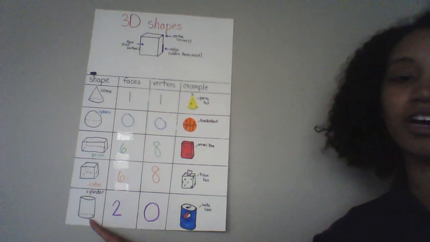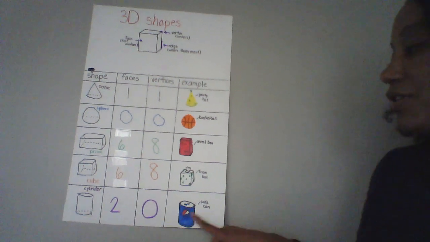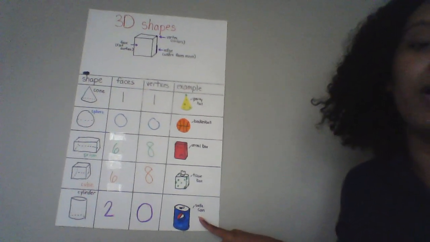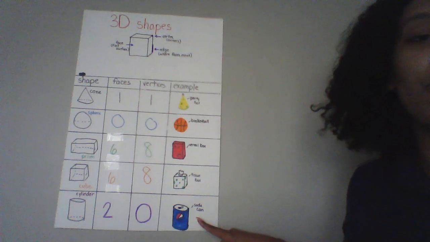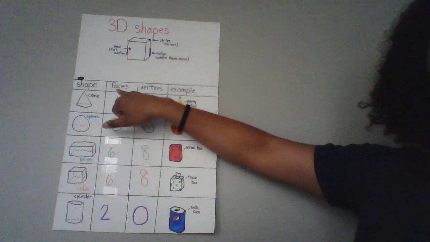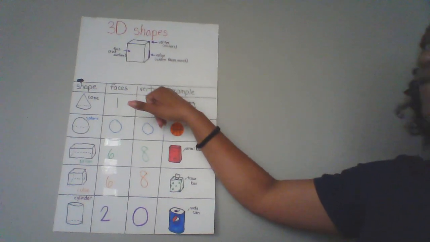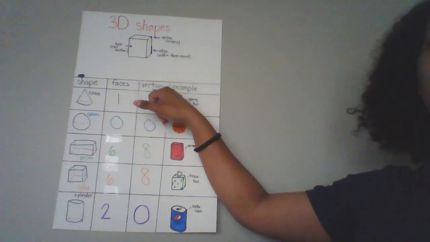And the last one is called a cylinder. Taking a look, what does a cylinder remind you of? Well, a cylinder reminds me of a soda can. Now you have some things here. We have something called a face. We know what that is. That's a flat surface. And then we have a vertex, which we know is the corner.